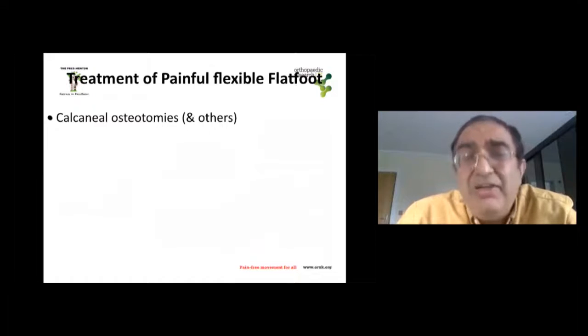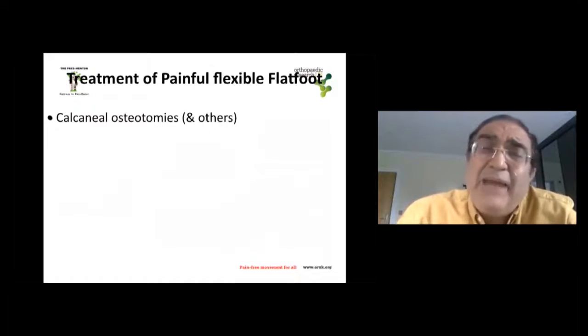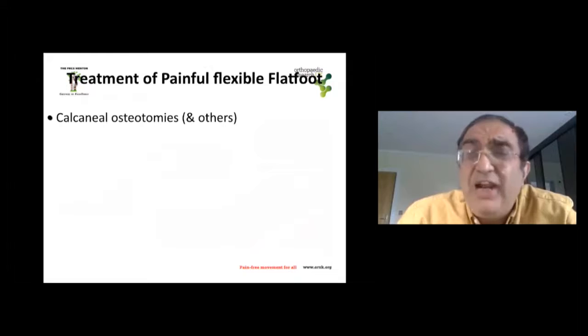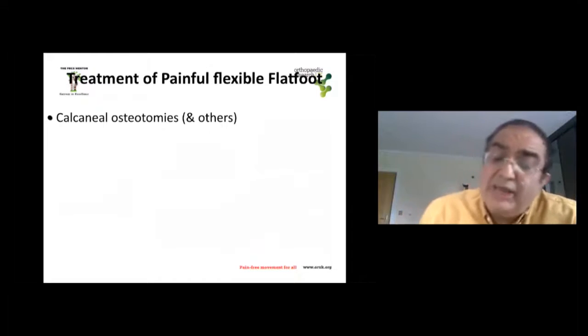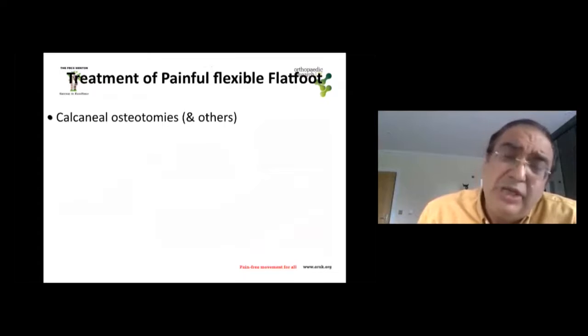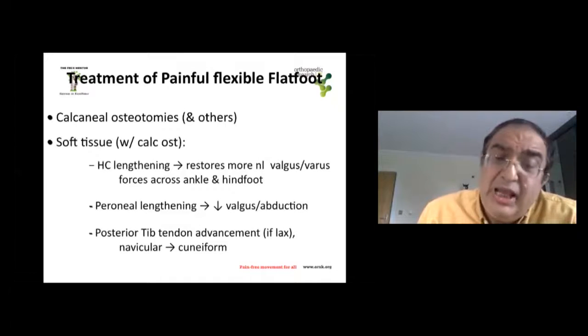Very rarely we have to do them, especially in the black population, because they have quite severe flat feet, which can be painful. And the problem in flat foot is the lateral column is short. So you can do lateral column lengthening. And in addition to that, you do a lot of soft tissue release. You have to release the heel cord or Achilles tendon. You have to advance the tibialis posterior, because tibialis posterior is very lax. So you need to tighten it, and you may have to lengthen the peroneal tendons.